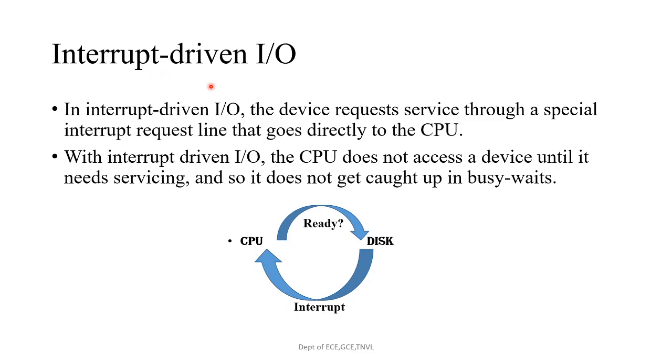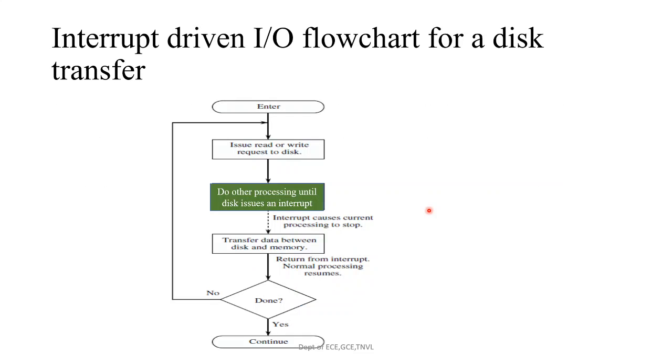So another method is interrupt-driven I/O. In interrupt-driven I/O, the device requests the service through a special interrupt request line that goes directly to the CPU. With interrupt-driven I/O, the CPU does not access a device until it needs servicing, and so it does not get caught up in busy waits. The advantage of interrupt-driven I/O is that it doesn't get caught up in busy waits. Also, it doesn't waste time in polling.